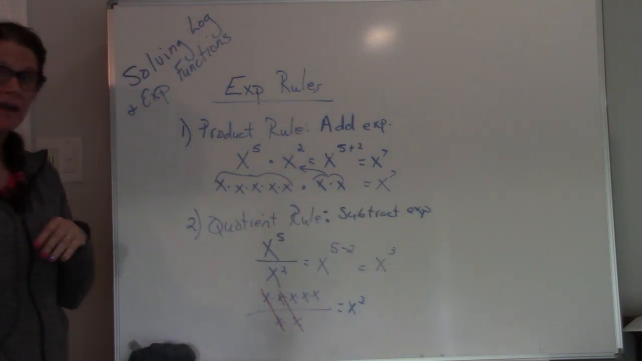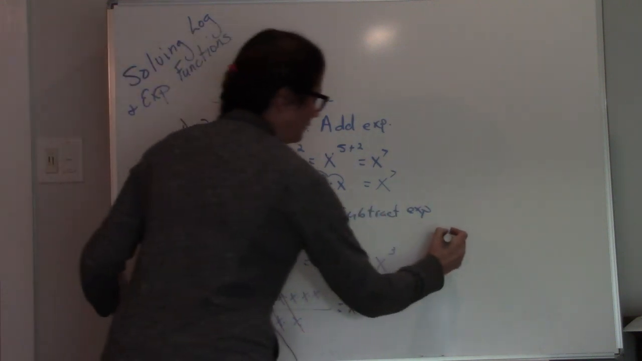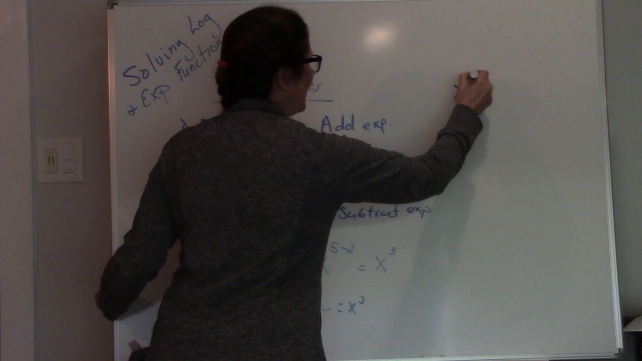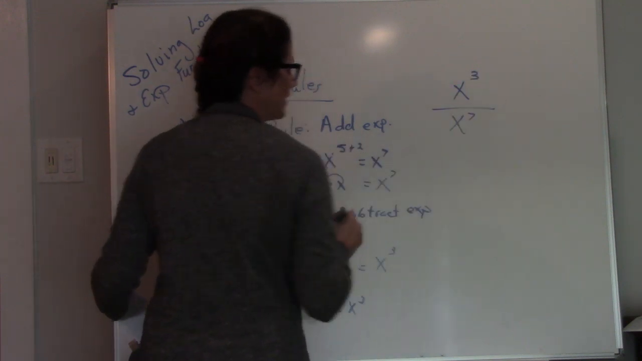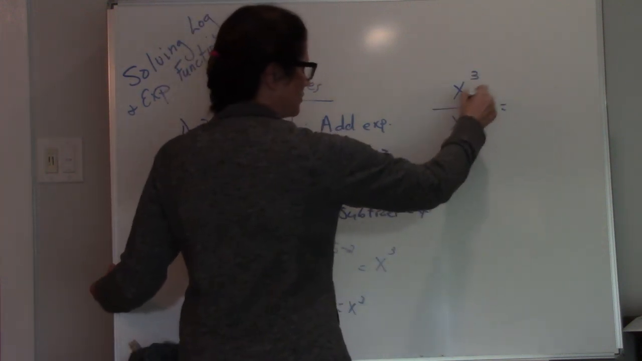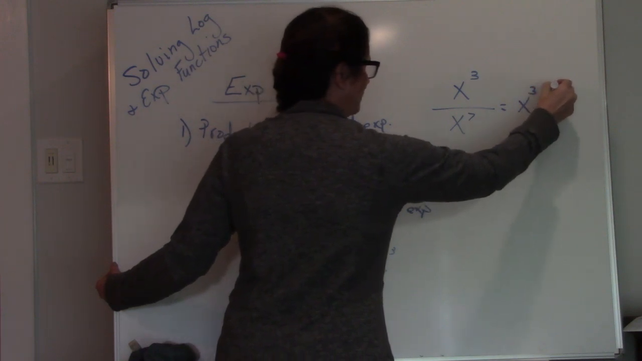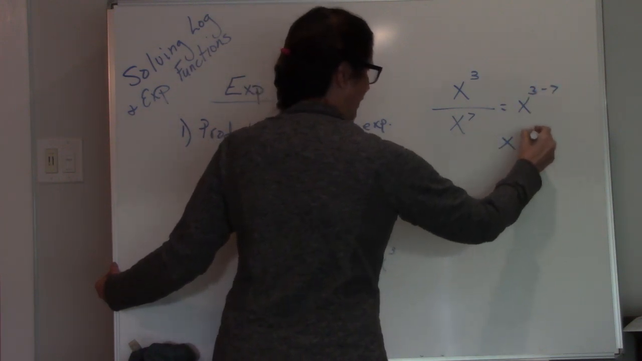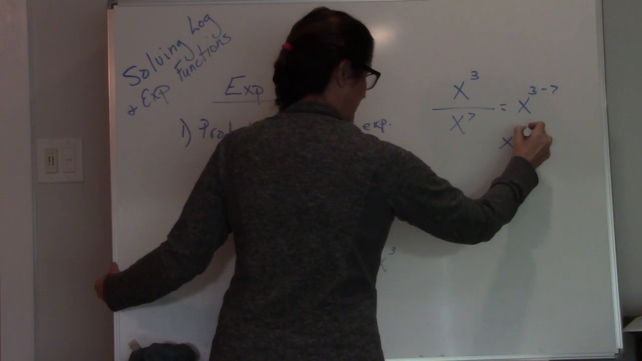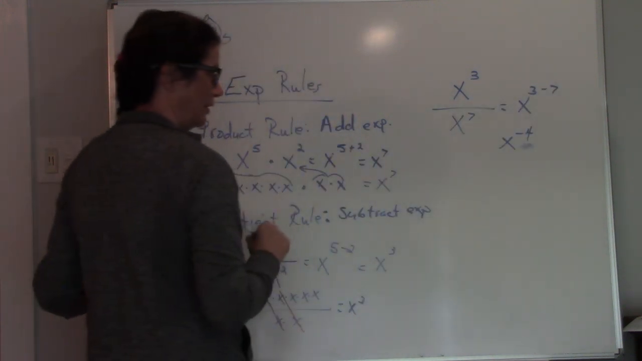Okay, and you're going to subtract top to bottom. So for instance, if you had x to the third divided by x to the seventh, we're going to subtract top to bottom, so 3 minus 7, so I end up with x to the negative 4. 3 minus 7 is negative 4.